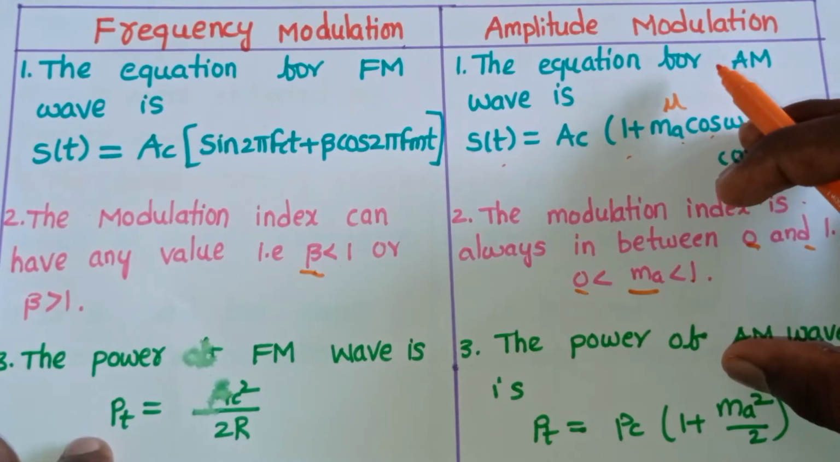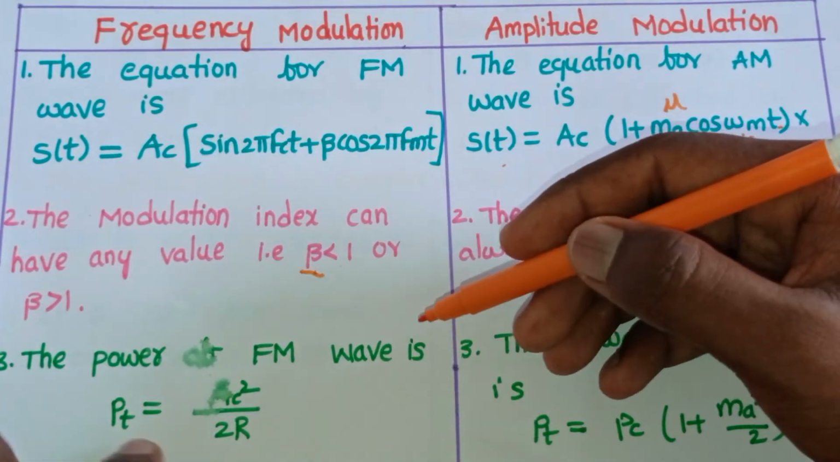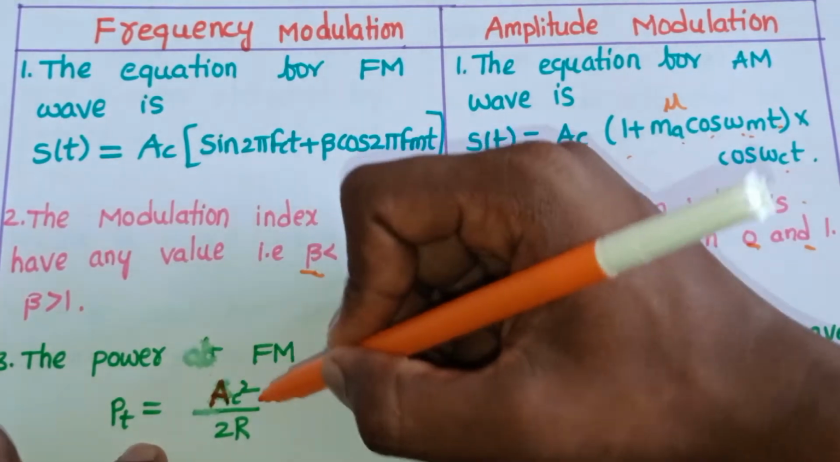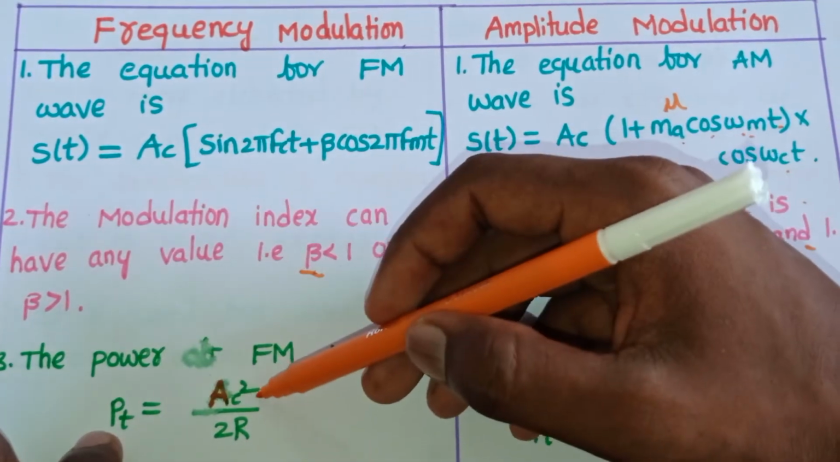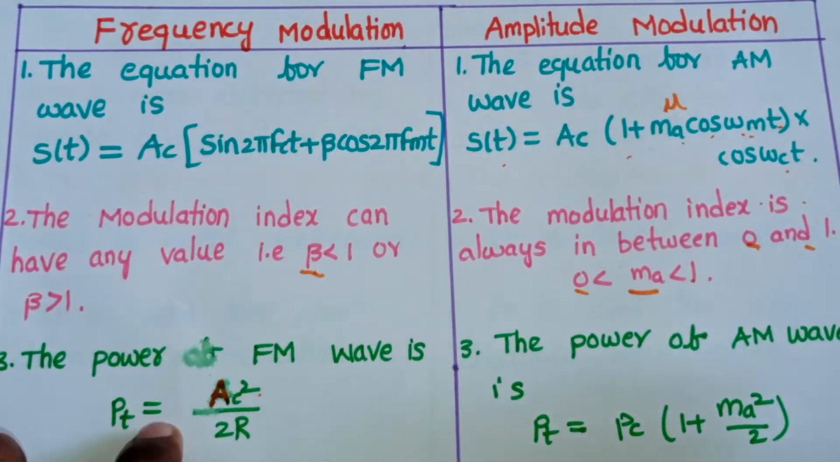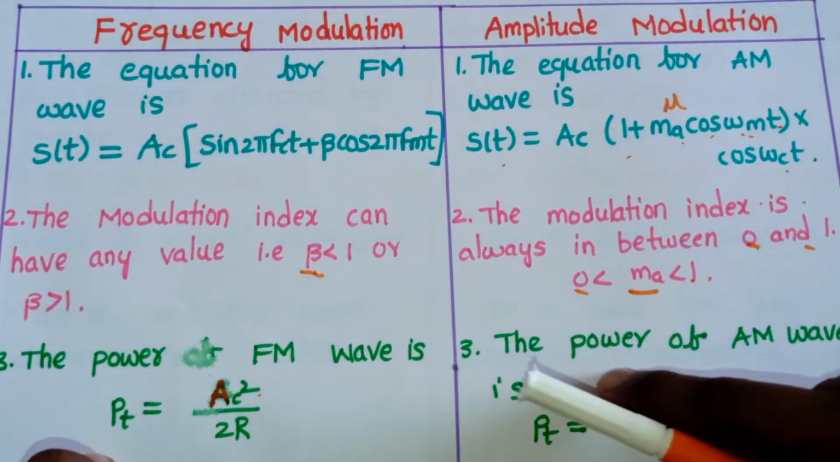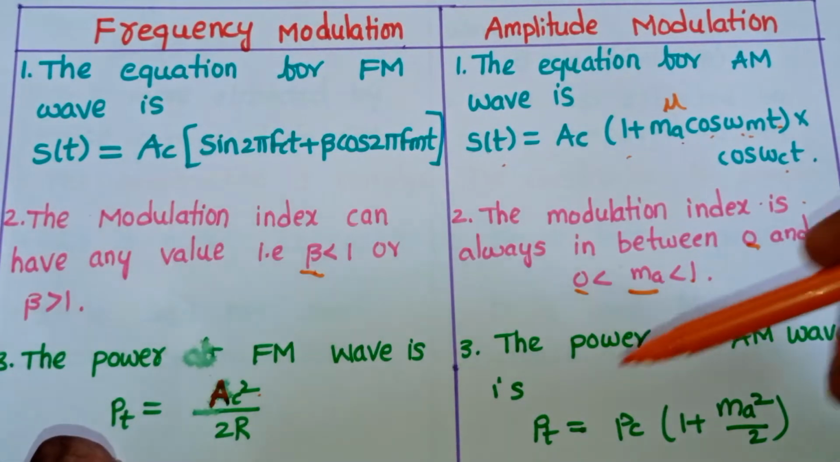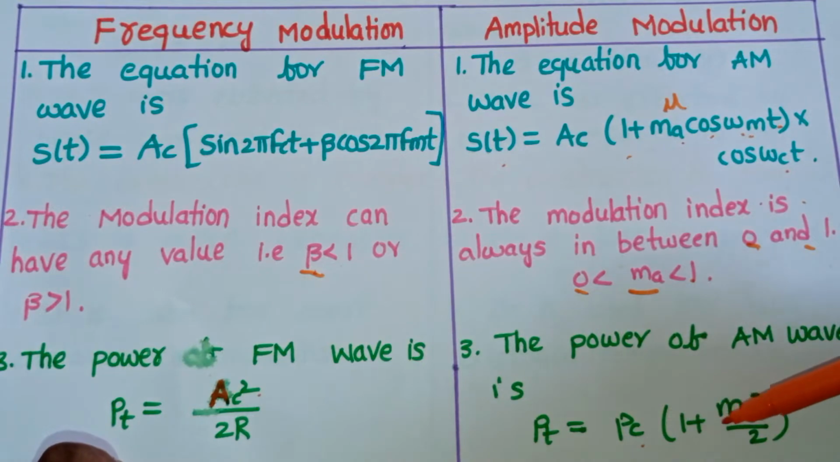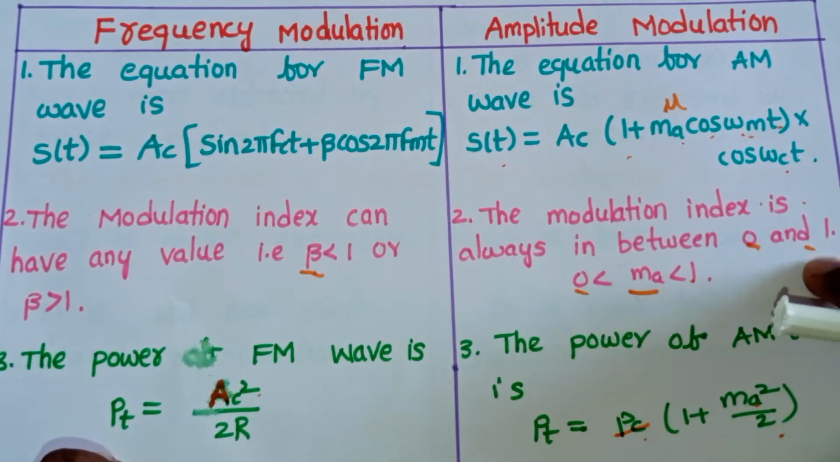Now coming to the power of the frequency modulated signal. The power of the frequency modulated signal is Pt = Ac²/2R, where Ac is the amplitude of the carrier signal and R is the resistance value. Now coming to the power of the amplitude modulated wave: Pt = Pc (1 + Ma²/2), where Pc is the power of the carrier signal and Ma² is the square of the modulation index.